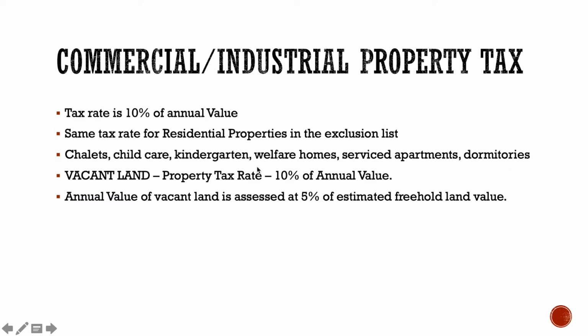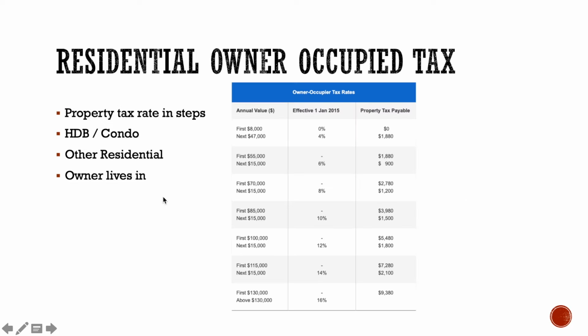The property tax rate for vacant land is basically 10% of its annual value, and from this 10% of its annual value, you have to take 5% of this annual value, and this 5% is always estimated on the freehold land value. So let us have a look at the residential owner-occupied tax rate.